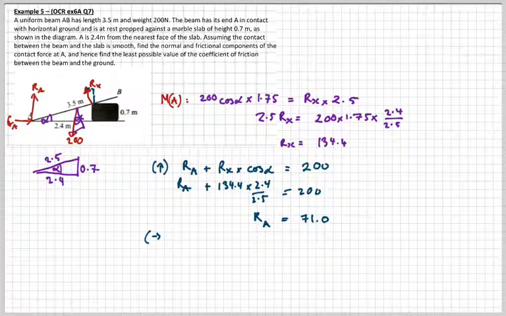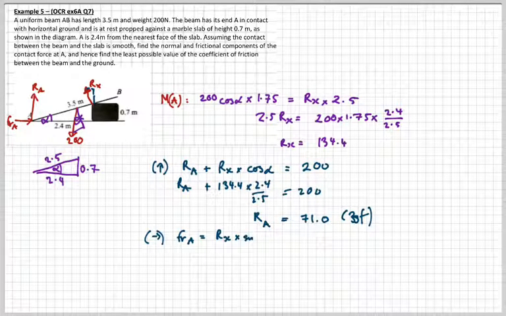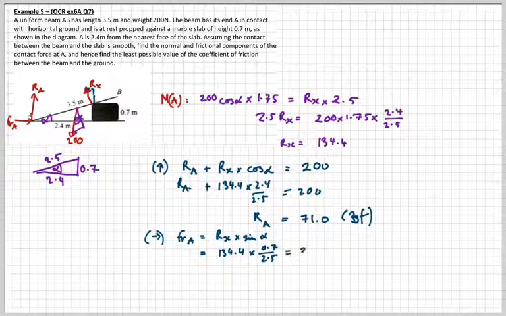Obviously, you would write 3 SF, and you wouldn't use 71 in your calculator, you would use the actual number. Resolving horizontally gives friction at A is equal to the component of R_X acting horizontally, which is R_X sine alpha, which is 134.4 times 0.7 over 2.5 from the triangle in purple. When you do this, you get 36.6 newtons to 3 significant figures.